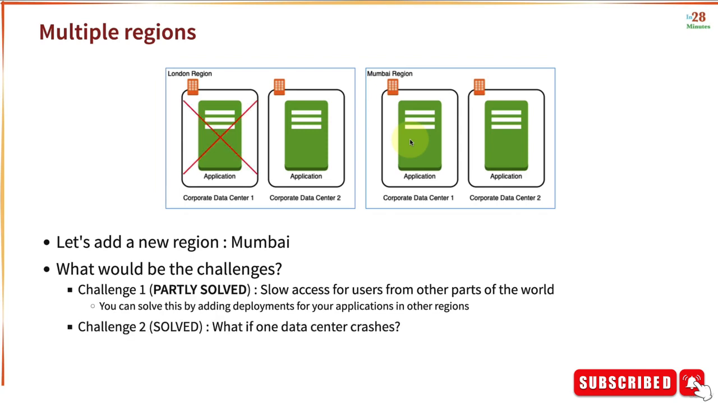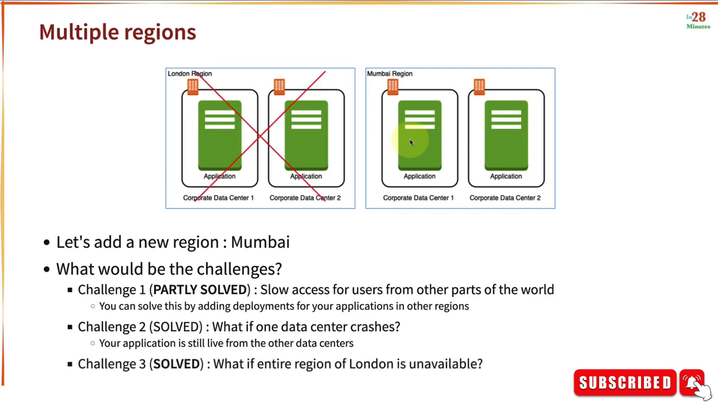Number 2, what if one data center crashes? This is already solved. Number 3, what if the entire region of London is unavailable? What happens if London goes down? We would be serving our users from Mumbai. So this is solved as well. By having multiple regions and by having multiple data centers in each of those regions, we can provide high availability to our users. Another thing which improves is latency. Users nearer to each of these regions get faster access to these applications.